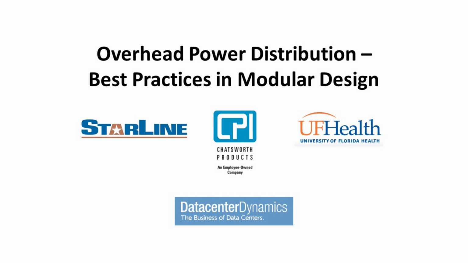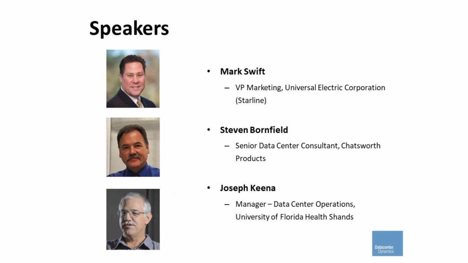So let me get started by introducing our fantastic subject matter experts. Today I'm honored to be joined by Mark Swift, Stephen Braunfield, and also Joseph Kina. Mark Swift is the Director of Marketing at Universal Electric Corporation Starline. For those of us who have been in the industry a long time, we know Mark. He's been the Director of Marketing for all of Universal Electric Corporation's products and services. He has responsibility for global strategic planning and business development activities. But more importantly, Mark is the guy who we always see listening to us about what our requirements are in our facilities. So, Mark, thank you so much for taking the time to join us today.